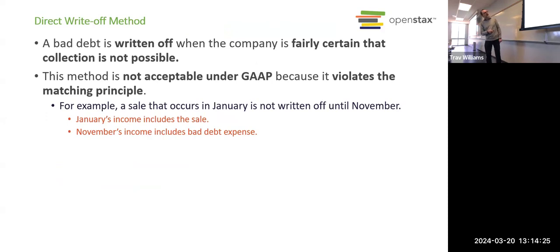Okay, so then when a specific customer doesn't pay you and you say, okay, we give up on that customer, then we go ahead, clear out their account receivable, and we debit allowance for doubtful accounts in that case. Because initially we credited allowance for doubtful accounts. Every time a specific customer doesn't pay us, we debit the allowance.